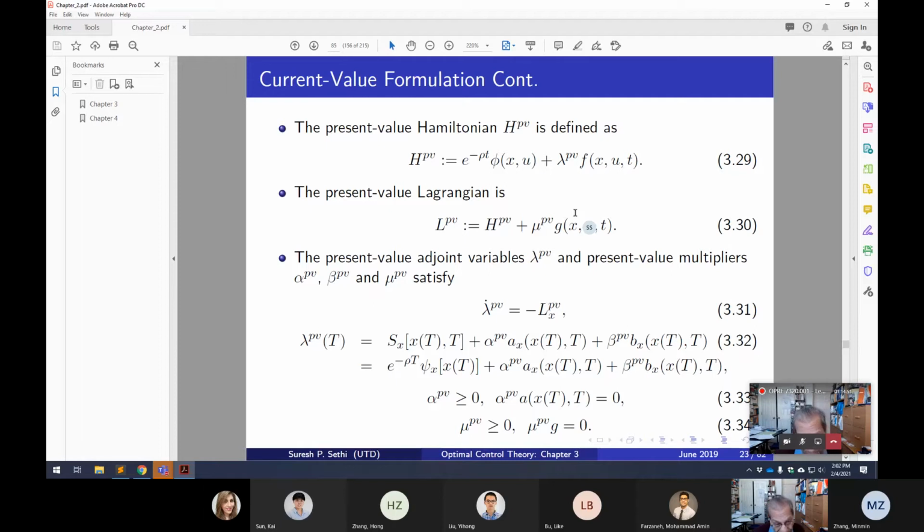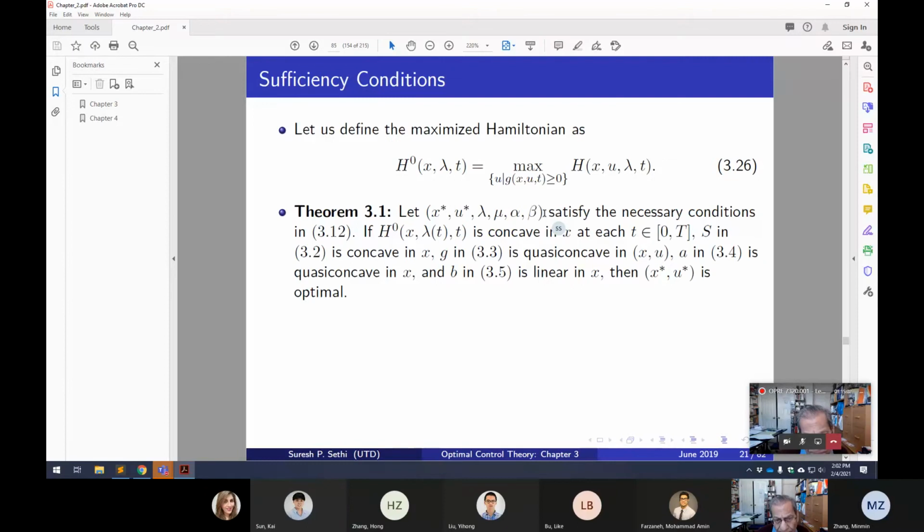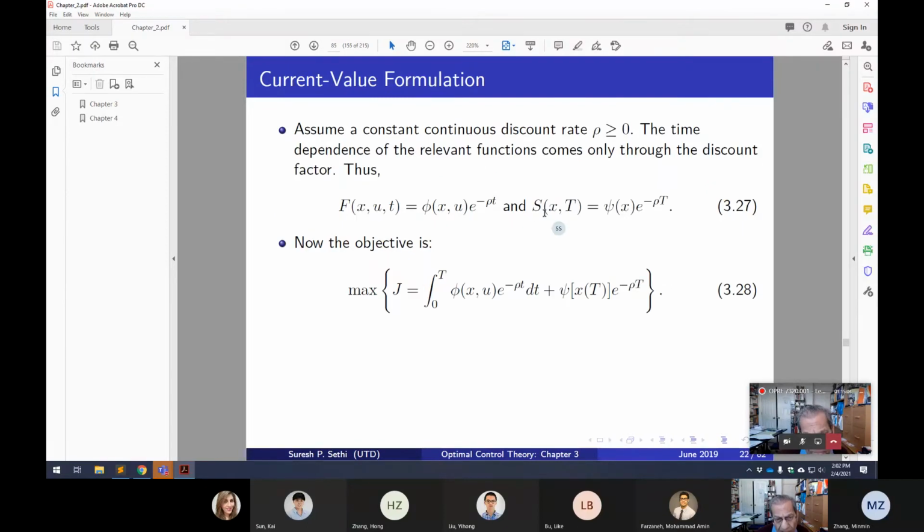Question: can you explain in English what is the difference between present value and current value? Yes. So let's go back here. You have a book. Let's go to the book first. Let's go to chapter 2.